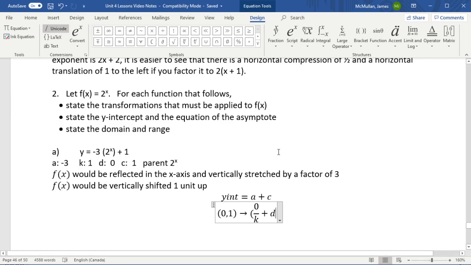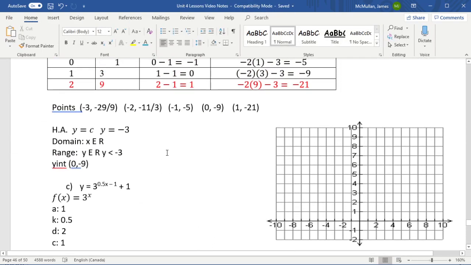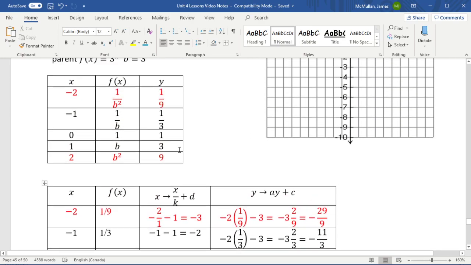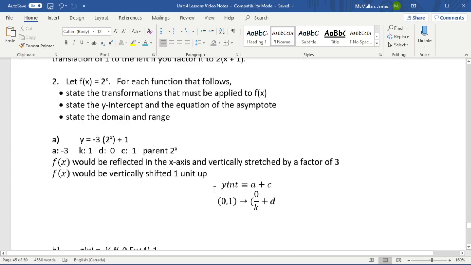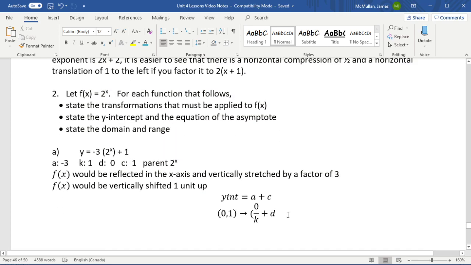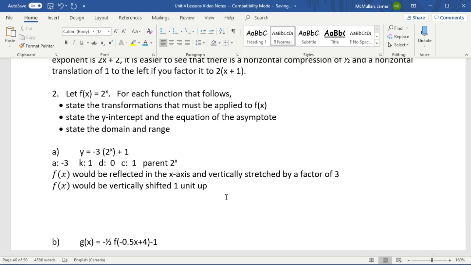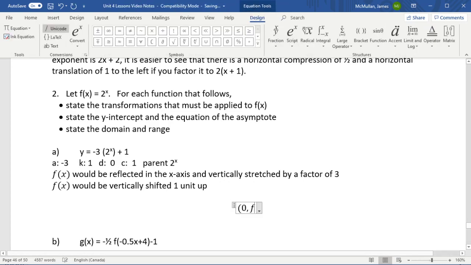Sorry, I just want to make sure I'm not making a mistake here. I think I actually might be making a mistake. Yeah, because this one shifted over and the y-intercept shifts over. So let's not do that. The easiest way to find the y-intercept is just to find 0 and f of 0. Not f of 0. Let's call it g of 0 because g is the transformation here.